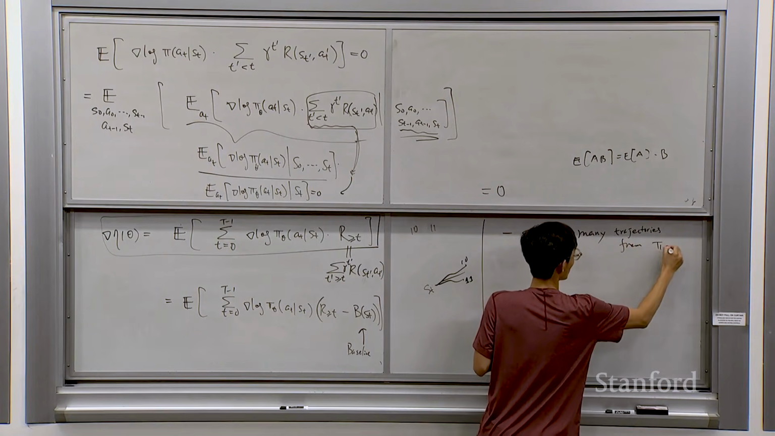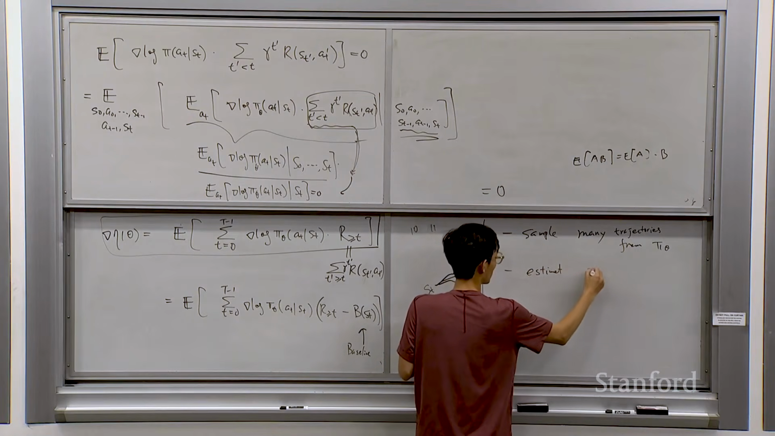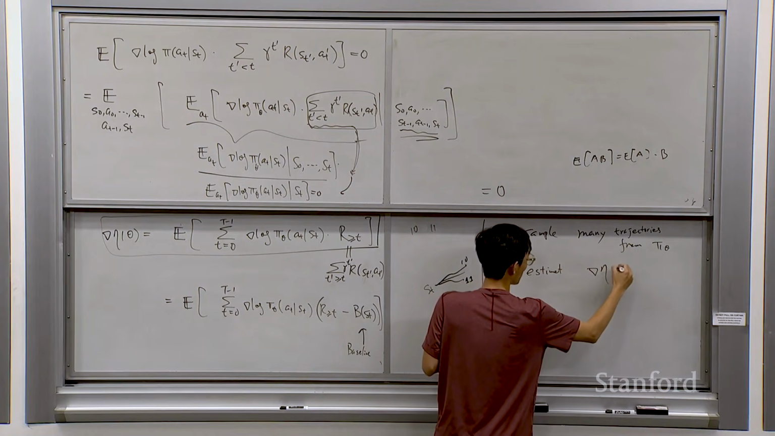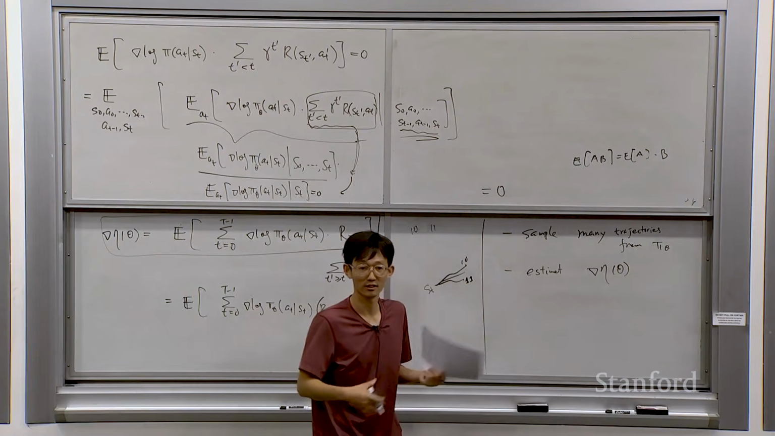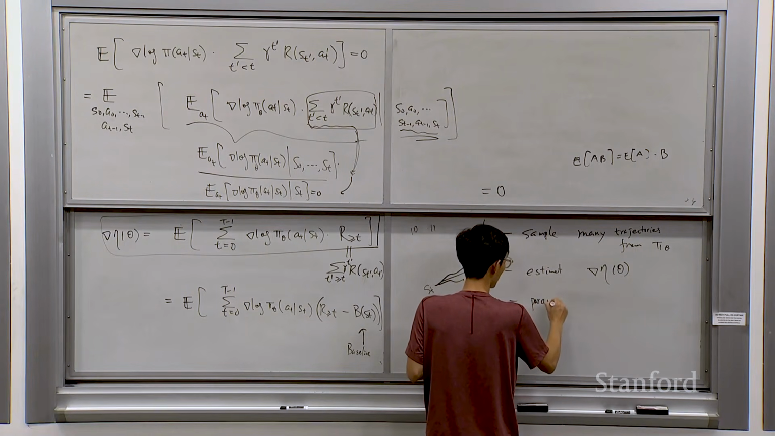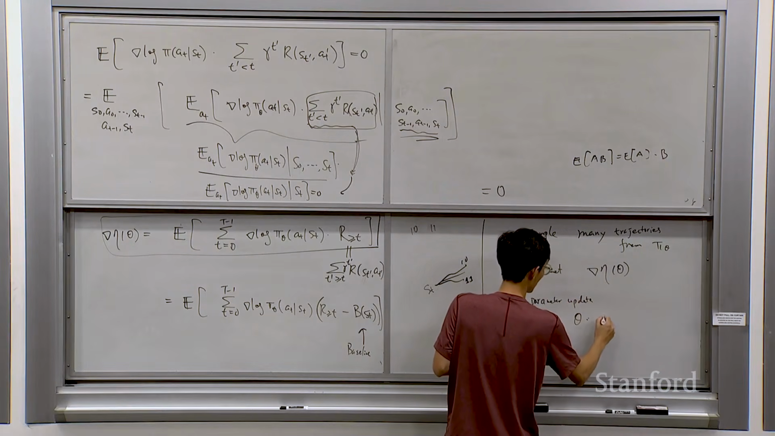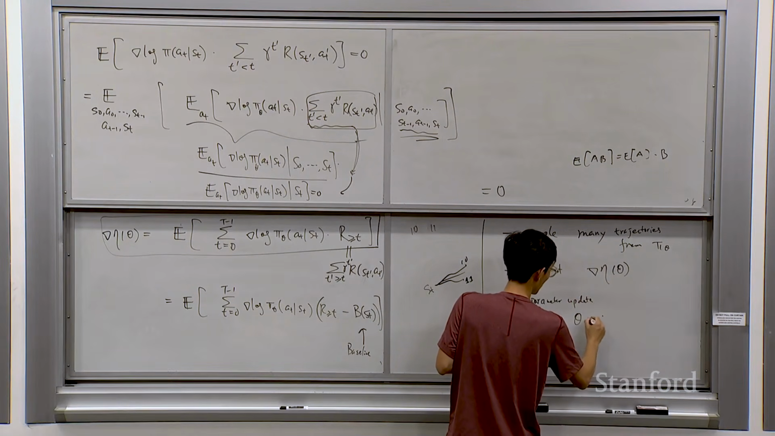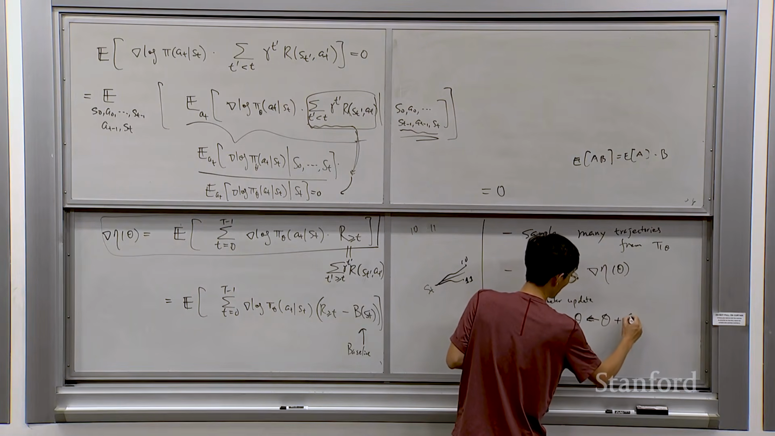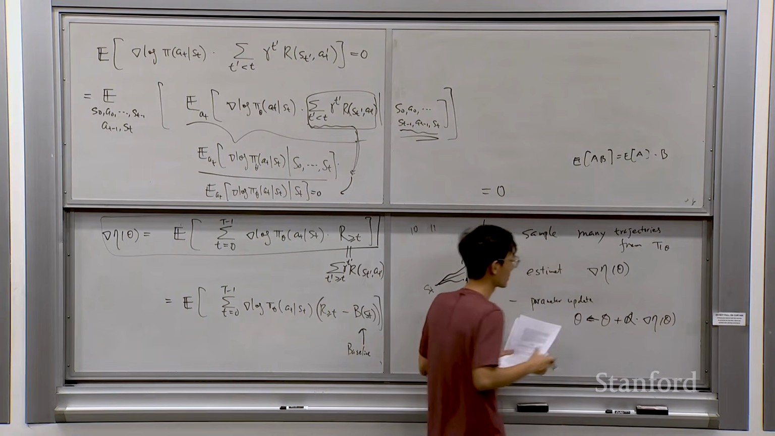From the policy pi theta, and then you estimate nabla eta theta, the gradient with respect to theta. And then you do the parameter update. You say theta is updated to be theta plus some learning rate alpha times the nabla of eta theta, something like this.